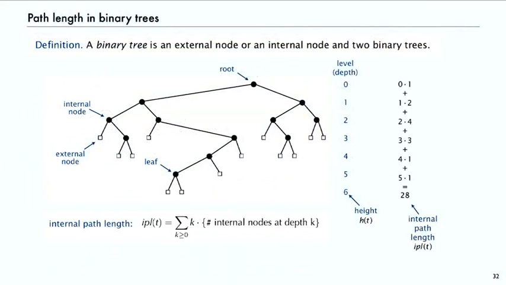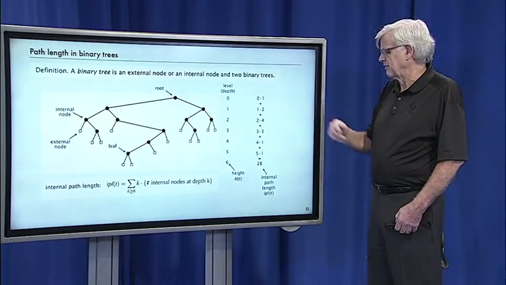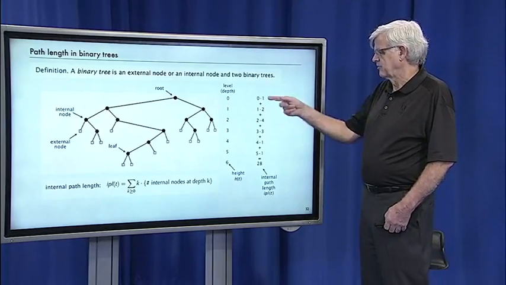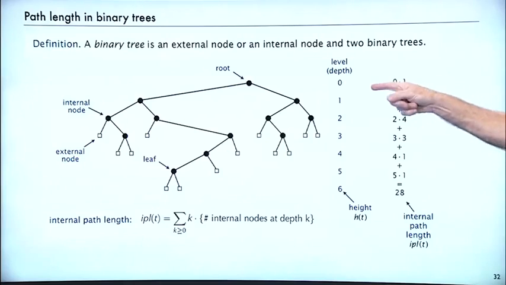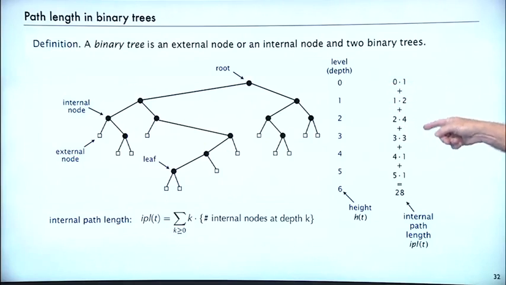When we talk about path length, what we want to compute is the average length of a path to a node that's in the tree, say an internal node. To do that, we compute the total internal path length, and then dividing that by n gives that average cost. To compute the total, you just count the number of nodes at each level. At level 1, there's 2 nodes. At level 2, there's 4. Level 3, there's 3. Level 4, there's 1. Level 5, there's 1. And you add that all up.